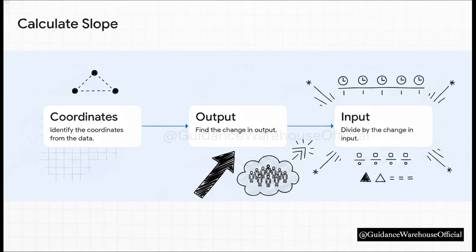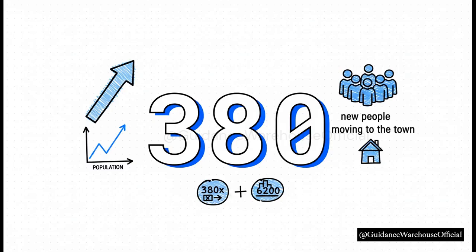Step 3, divide by the change in input. We just divide that 1,900 by the 5 years it actually took for that growth to happen. And the result? 380. The crucial takeaway here is that this number represents 380 new people moving to the town every single year. That's our slope, our m. And because we cleverly set 2004 as year 0 earlier, we actually already have our starting value, our b, which is 6,200.